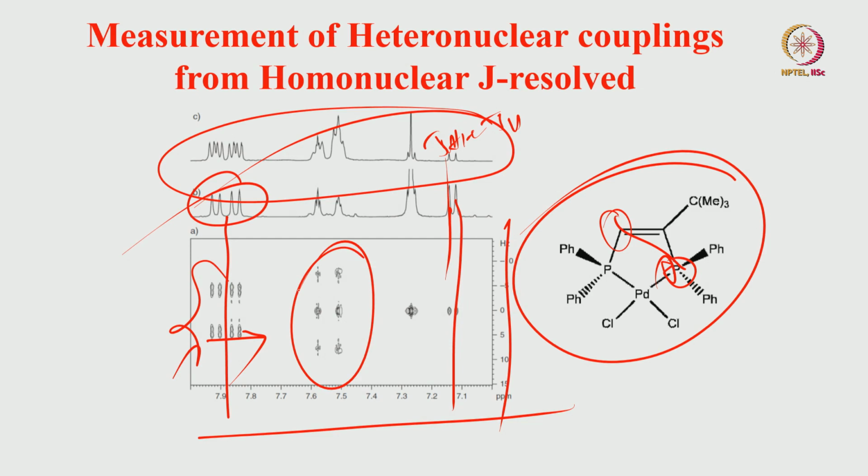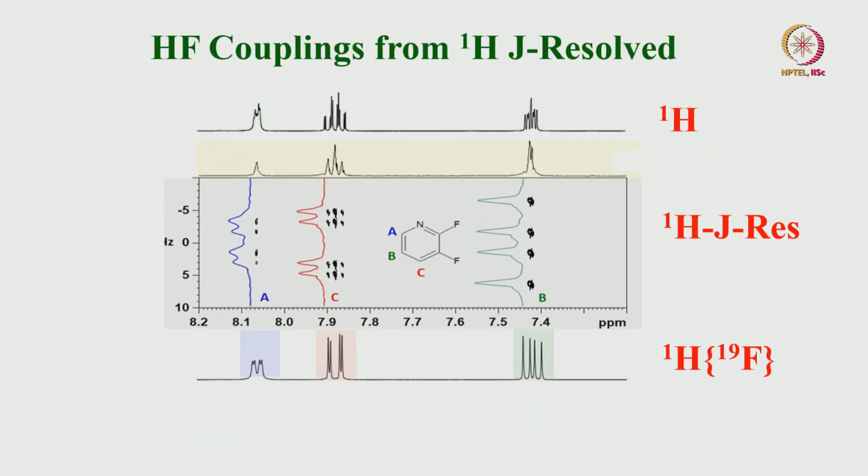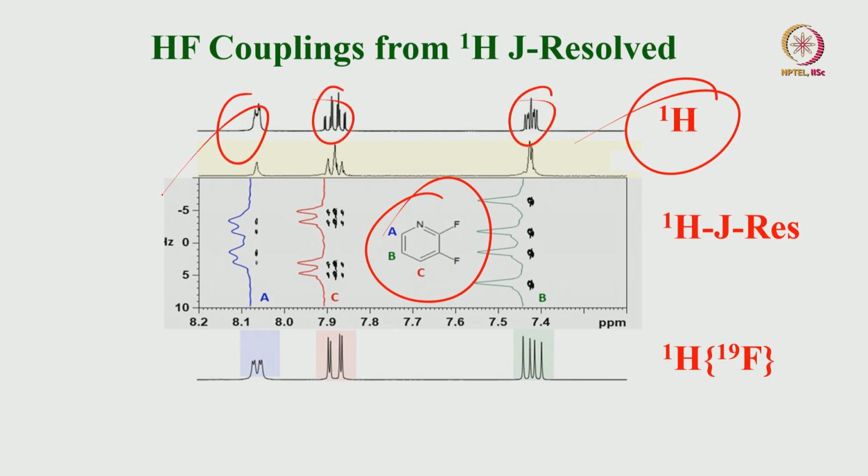So, very easily you can measure the heteronuclear couplings by doing a homonuclear J-resolved experiment and taking a projection, tilted by 45 degrees. This is what you are going to do, and this is a simple example of a molecule, 2,3-difluoropyridine. There are 3 groups of protons here, and each proton is coupled to 2 fluorines.